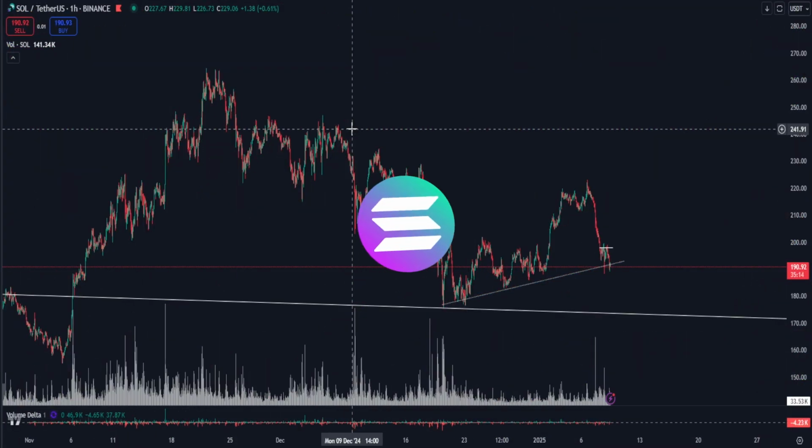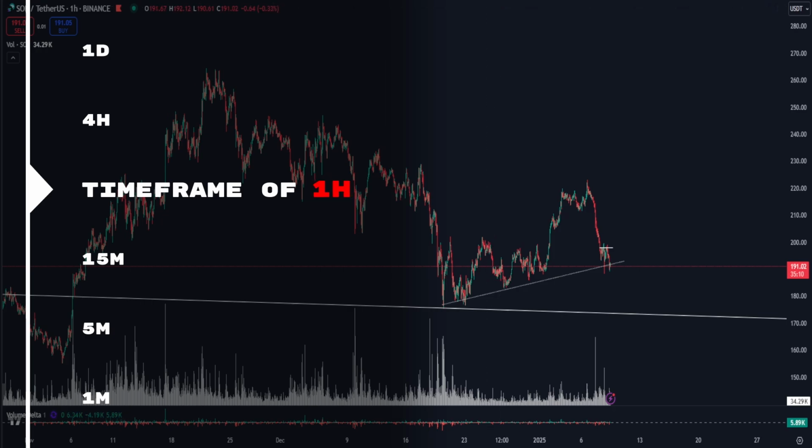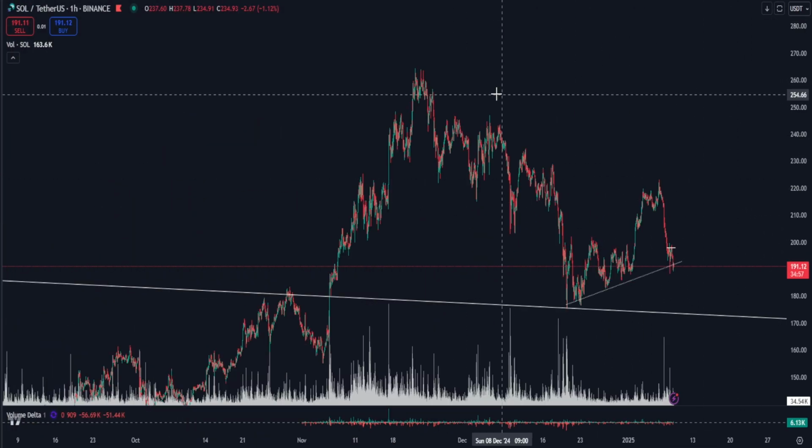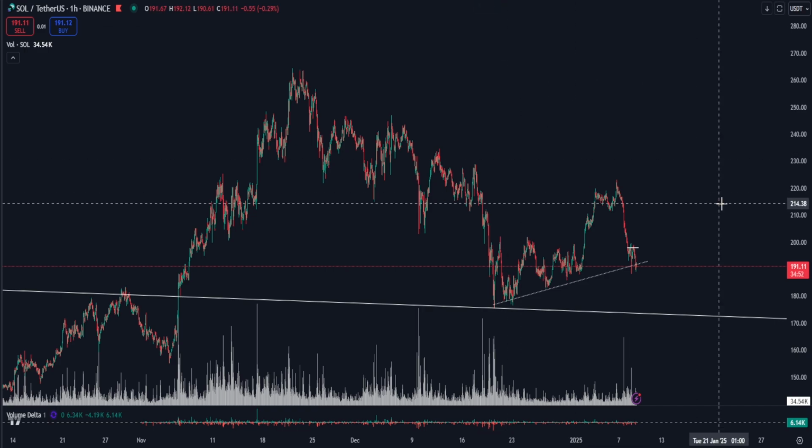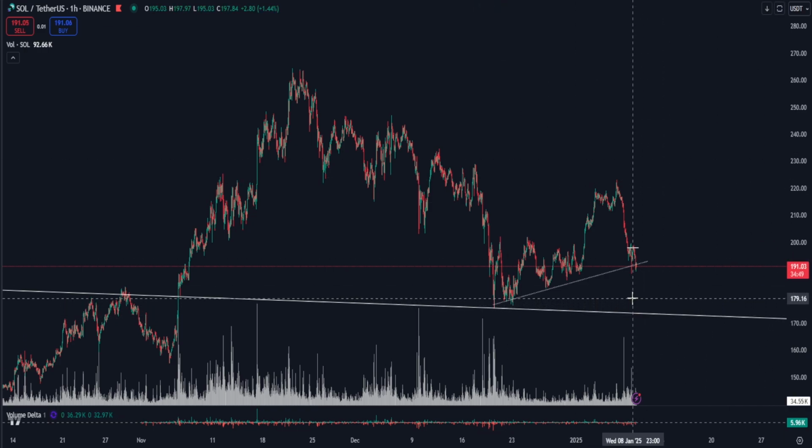We have the Solana chart on screen in the 1-hour time frame. Here we can see a lot of information that can be incredibly useful for understanding and mapping out the entire crypto ecosystem. First and foremost, what is the super key level we need to watch? Just like with the other assets.